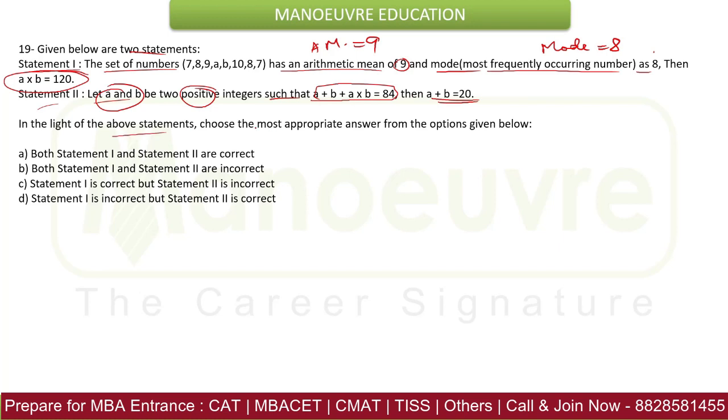In the light of the above statements, choose the most appropriate answers. Fine. Let's focus on the first statement. So we have the arithmetic mean given as 9. So 9 will be equal to the sum upon the total numbers.